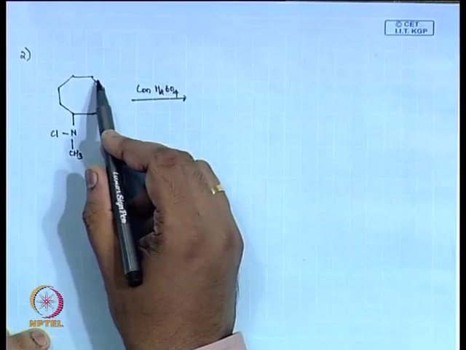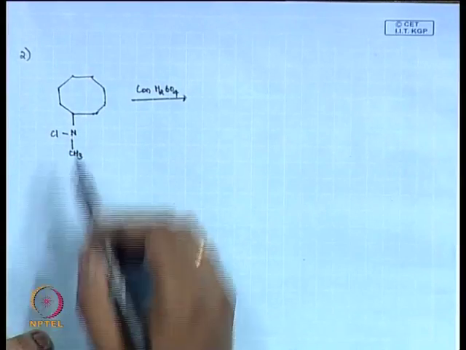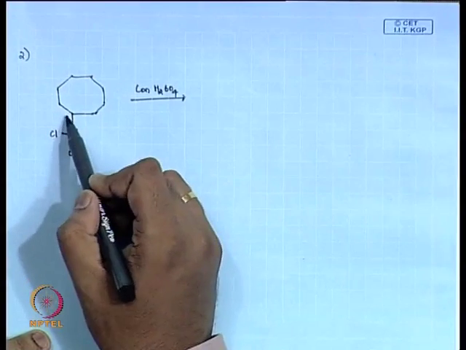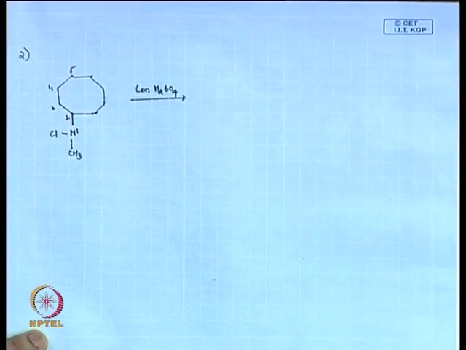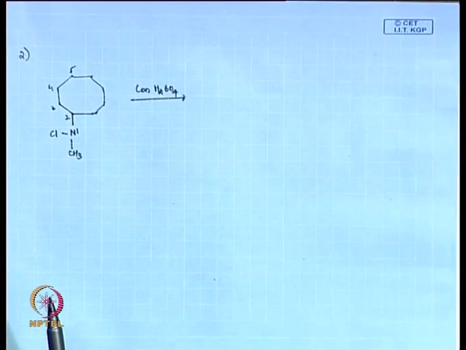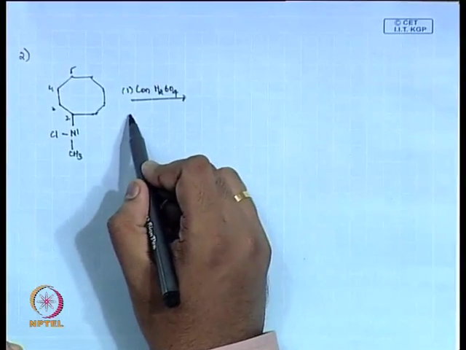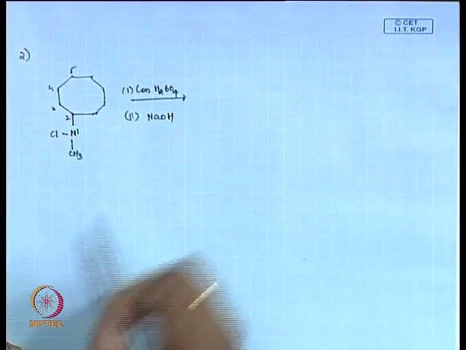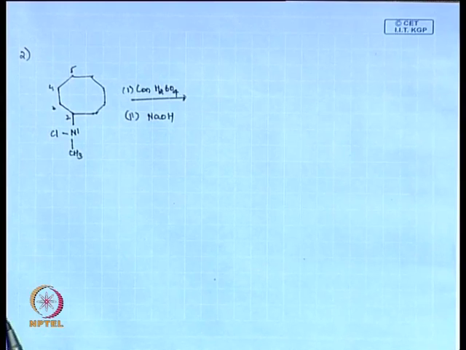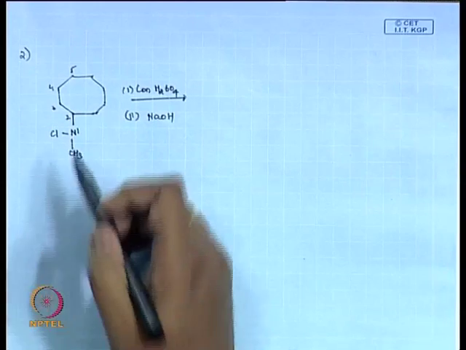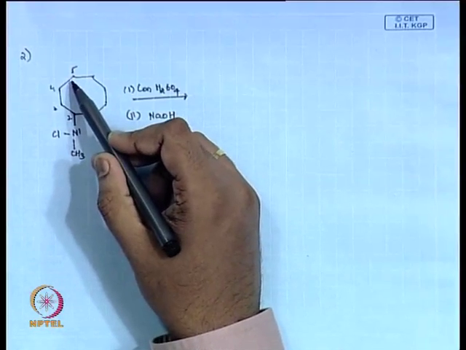So, that is all, your fifth carbon. So, what is the product? Even the next step, like the first step is concentrated sulfuric acid and your second step is sodium hydroxide. What will be your product? Nothing, it should be straightforward. So, this Cl will go there, then you have to connect your nitrogen to this, that is all.